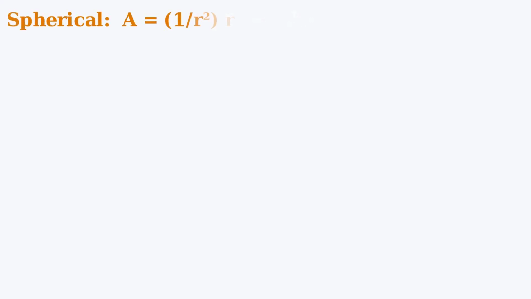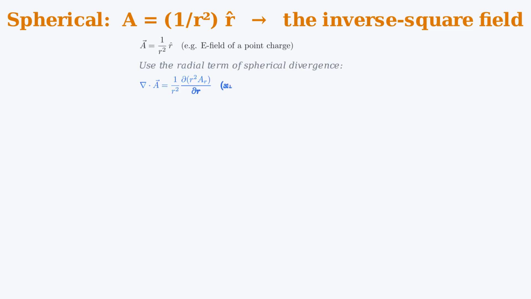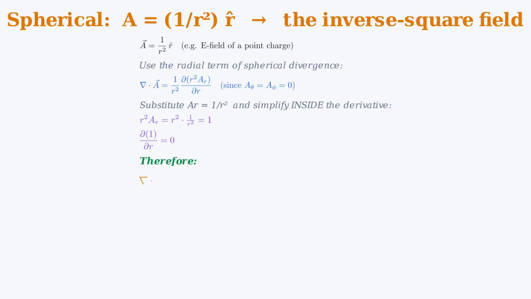Worked example 2. Spherical. And this is the example that every electromagnetic student should keep in their pocket. Take A equal to 1 over r squared in the r hat direction. This is the famous inverse square radial field. The electric field outside a point charge looks like this. The gravitational field outside a point mass looks like this. Anything spherically symmetric and falling off as 1 over r squared looks like this.